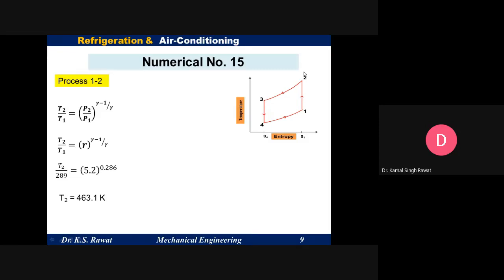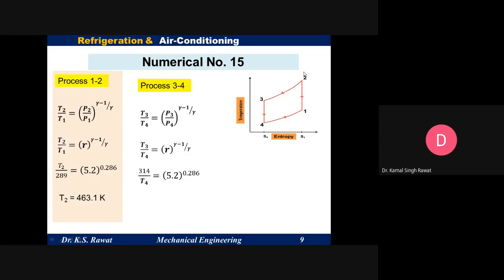So this is our process 1 to 2. Now let's take another process, 3 to 4. For the process 3 to 4, we can write T3 by T4 equals P3 by P4 to the power gamma minus 1 upon gamma. Let's put the value of T3, the pressure ratio and the value of gamma. We will get 313 divided.